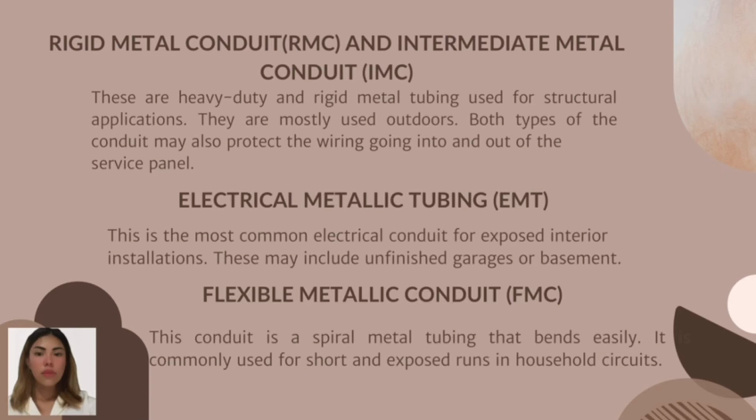Our third conduit is flexible metallic conduit or FMC. This conduit is a spiral metal tubing that bends easily. It is commonly used for short and exposed runs in household circuits. This may include hot water heaters, garbage disposers, and furnaces. FMC is ideal to use in dry locations only. Flexible metallic conduit may also be used as a ground path with approved fittings.